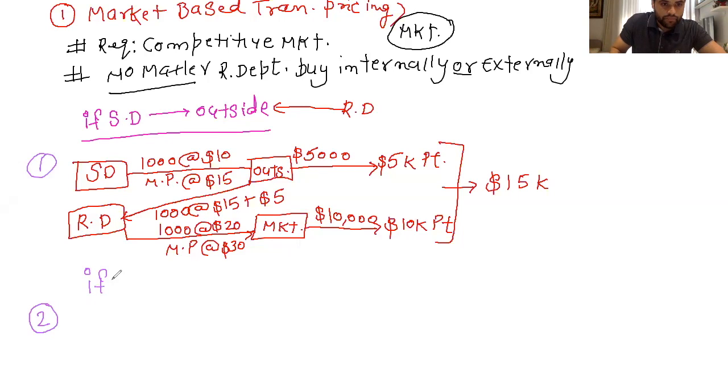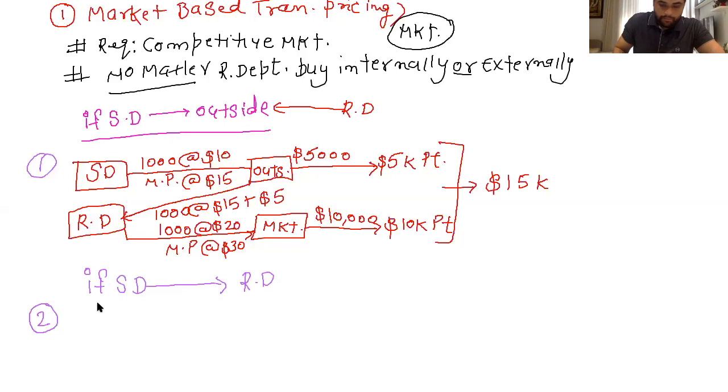The second example is if the supply division sells internally. The supply division supplies to the receiving division. In other words, the receiving division is not buying from outside. So in this situation, of course, overall profitability will be the same as the first one. I'm going to show you how it will be the same.